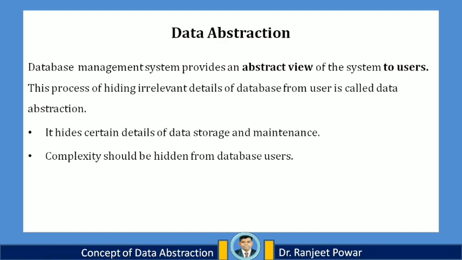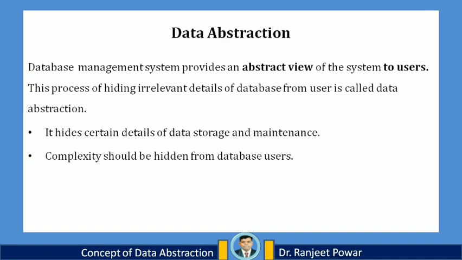The question is, what is data abstraction? In general, we can say data abstraction means to hide something. The major purpose of database system is to provide users with the abstract view of the system. The database system developers create complex data structures to store data in database. The system hides certain details of how data is stored and created and maintained. Also, it hides the complexity of database from all end users. This process of hiding irrelevant details of database from users is called data abstraction.